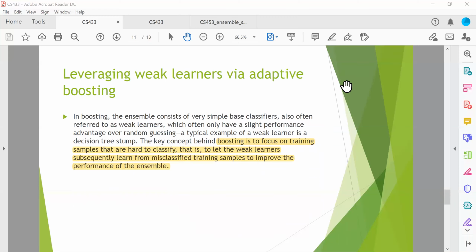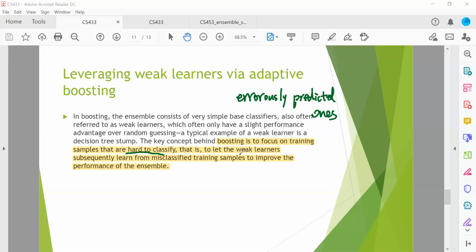Okay, then about boosting, just some general idea. So boosting is what? Boosting is focused on the erroneously predicted samples. That's its goal. So it focuses on training samples that are hard to classify.